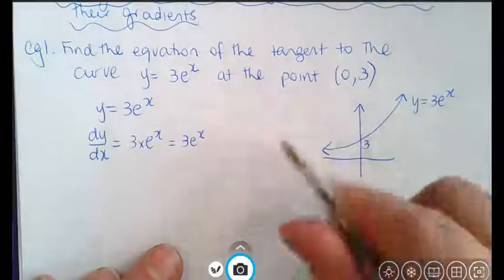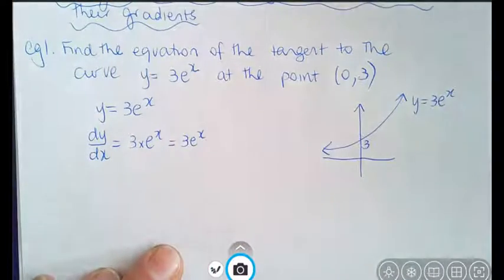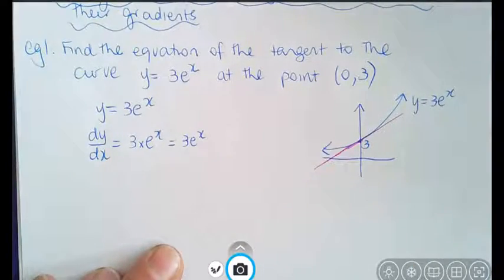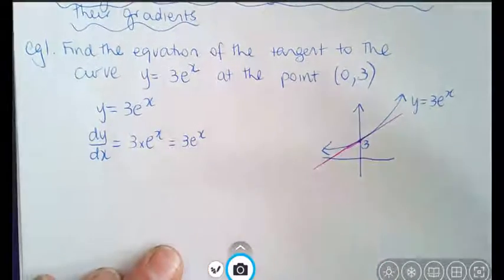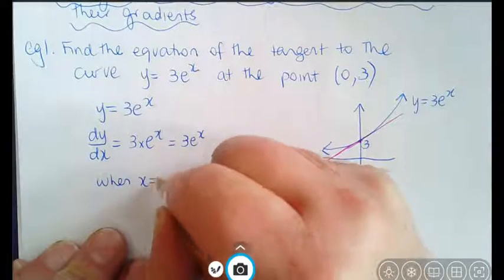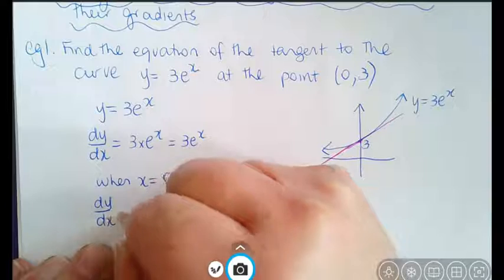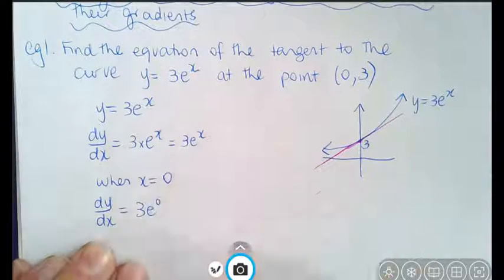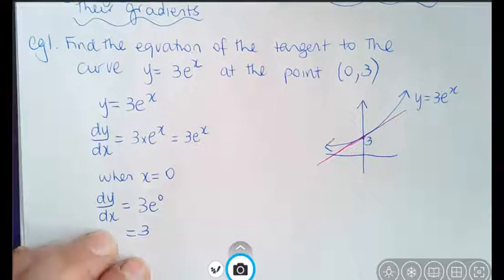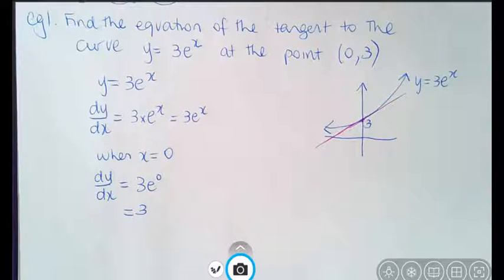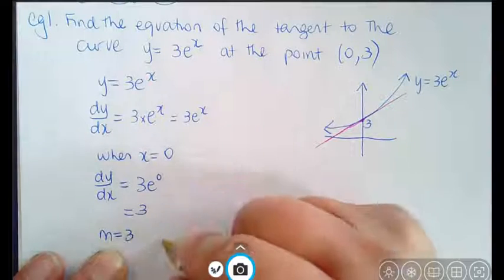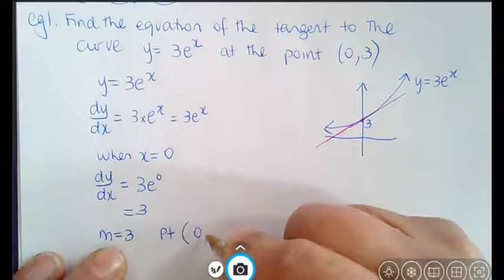So I want the equation of the tangent to the curve at the point 0, 3. So I want this equation. I need to know the gradient and the point. So what's the gradient? That's my gradient function. What do I do next? I say when x is 0, dy/dx is 3 times e to the 0. Do you remember this? Which is 3 times 1, which is 3. Now what do I do? I'm trying to find the equation of the tangent. I know the gradient of the tangent. So m is 3, my gradient's 3, and my point is 0, 3.